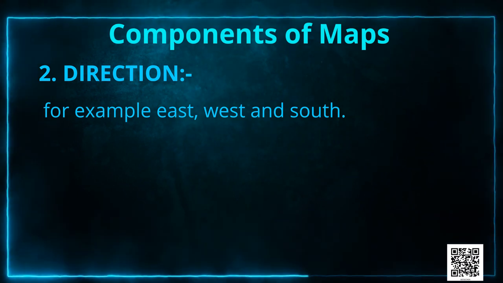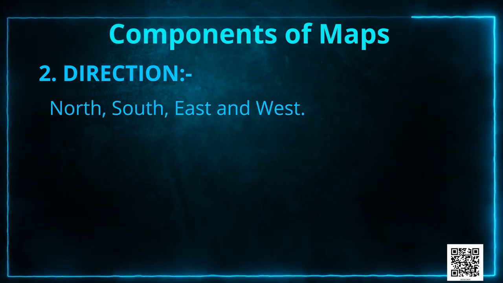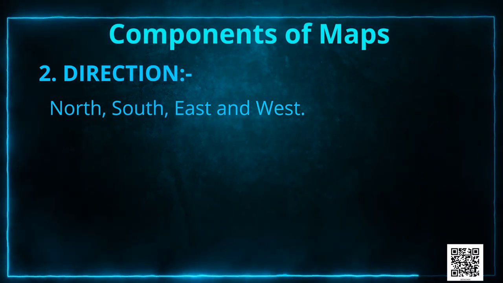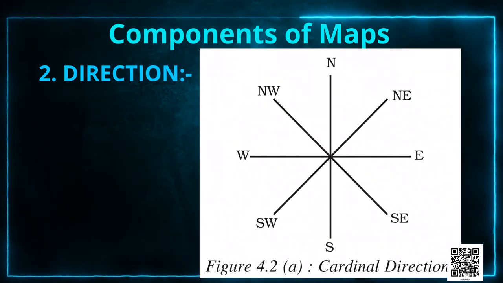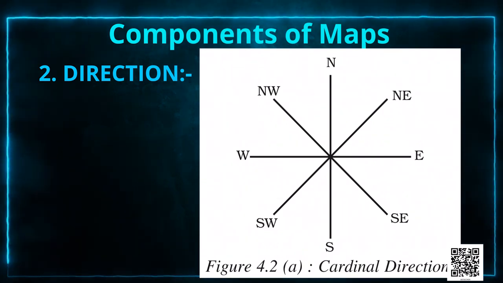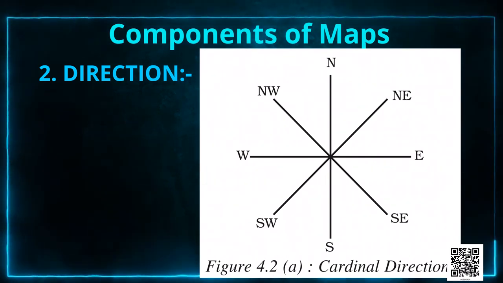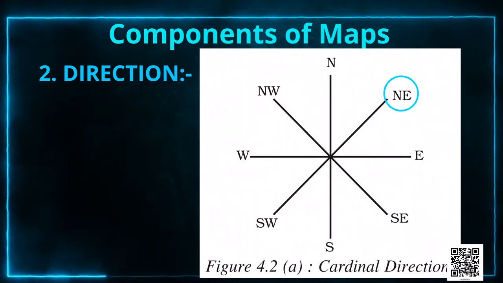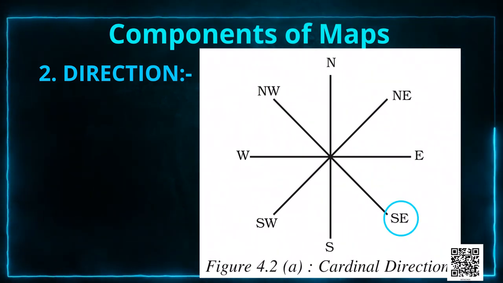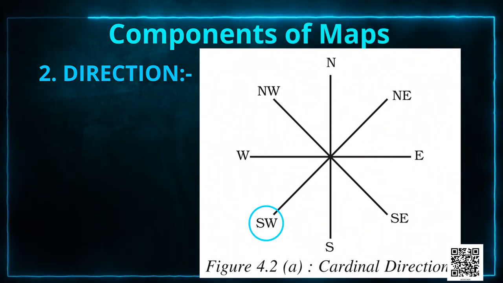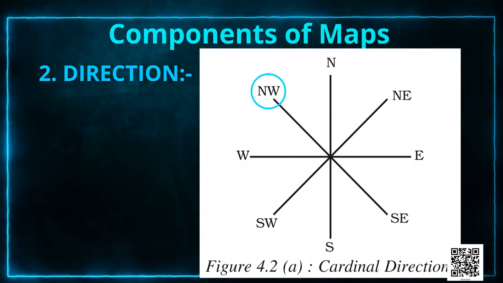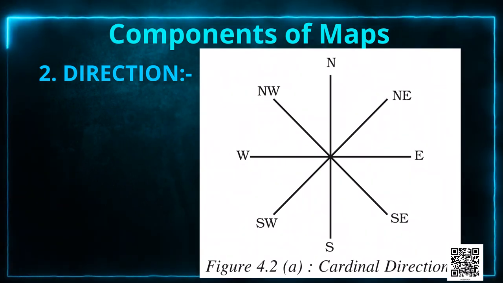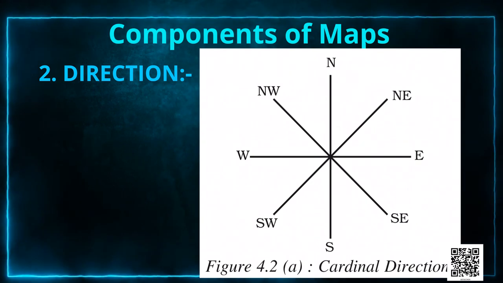There are four major directions: north, south, east and west. Figure 4.2, they are called cardinal points. Other four intermediate directions are northeast, southeast, southwest, northwest. We can locate any place more accurately with the help of these intermediate directions.